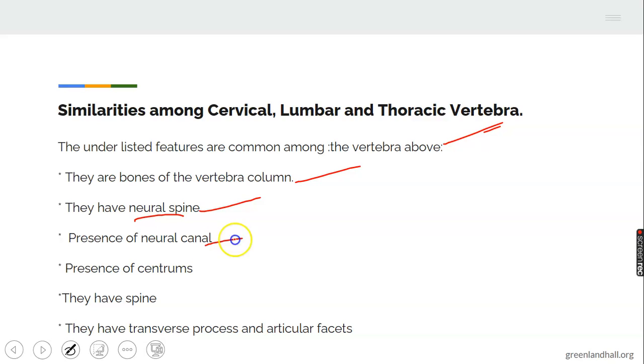They also have neural canal, for the passage of materials. They have centrum, that is a thick structure there. They also have transverse process and articular facets to join with other bones. They are all bones of the vertebral column. They all have neural spine, neural canal, centrums, and transverse process and articular facets.